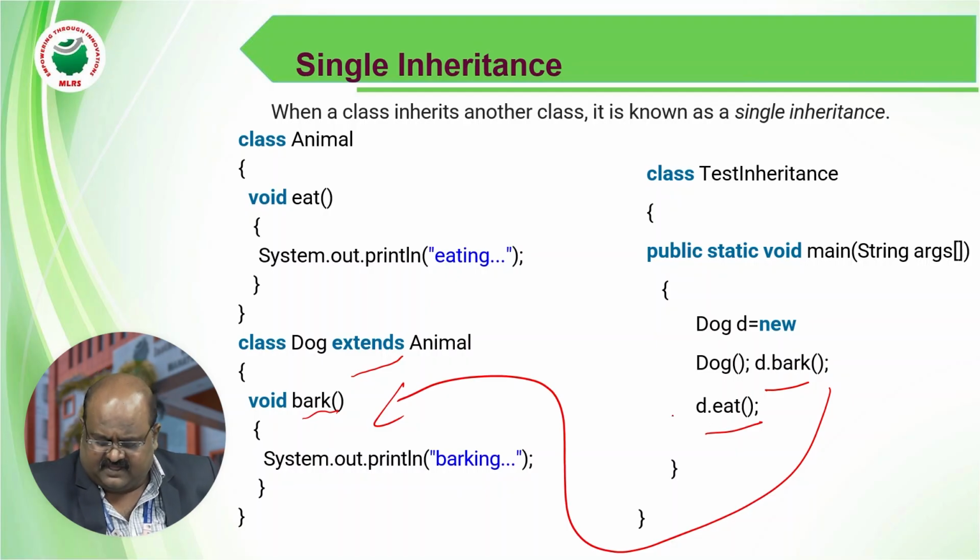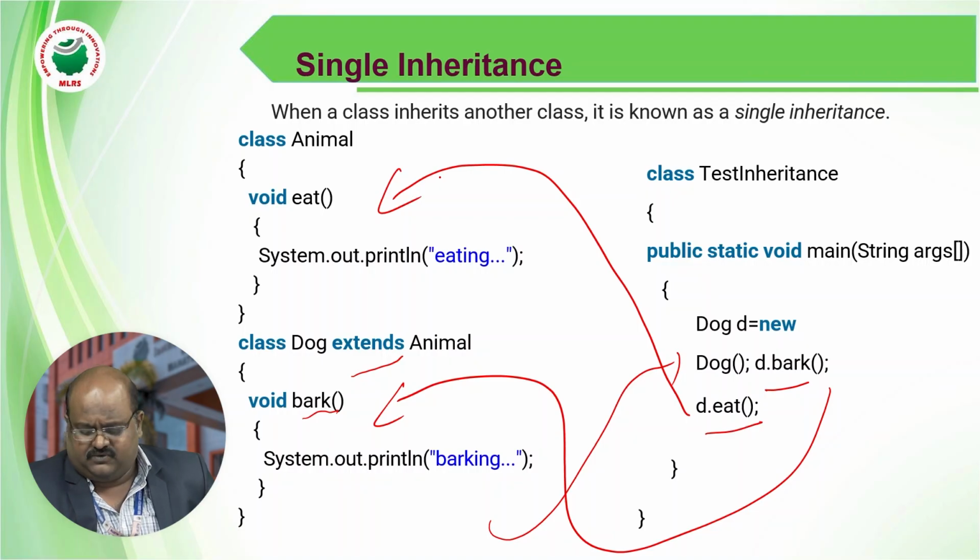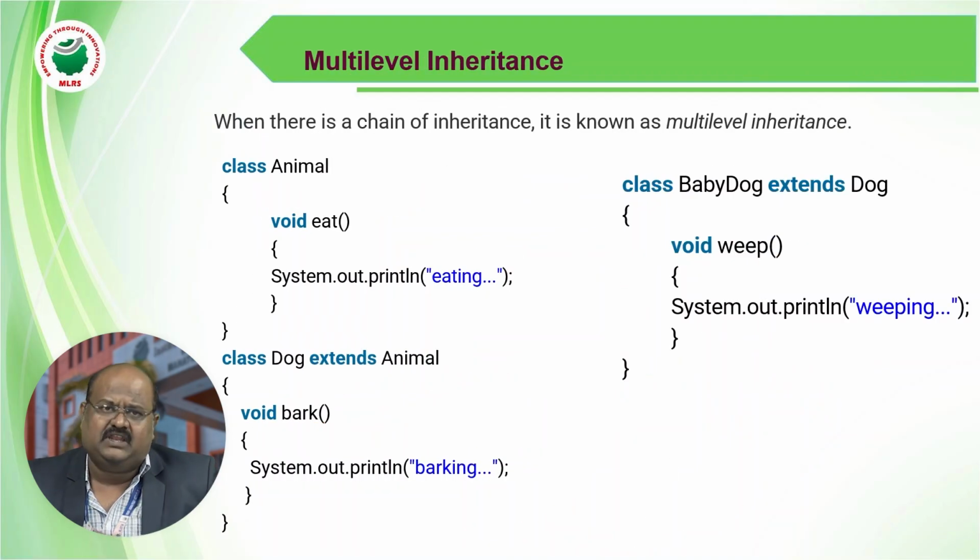Then again, in the next case, the control returns back to the class. So again you are calling the next method by using the object reference. This time it is going to call the parent class method. So d.eat, you will call the eat method that is written in your parent class. So eating gets printed.